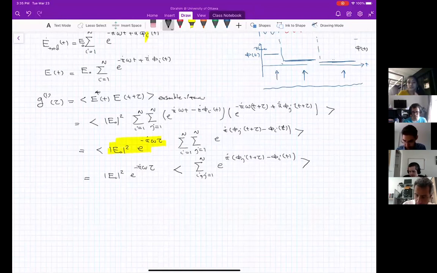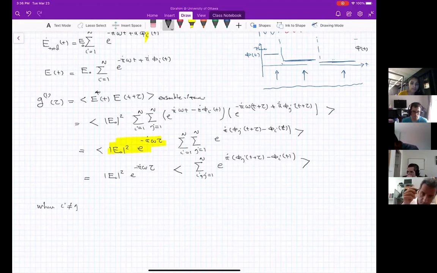We do it on different ensembles, also on different time, right? Time is changing from minus infinity to plus infinity. Can you tell me what happens when i is not equal to j? For example, for 1 and 2, it will be phase of 1 at the time of t plus 2 minus phase of 2, when i is not equal to j.